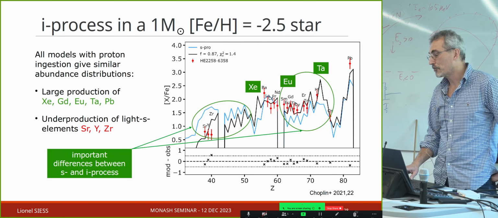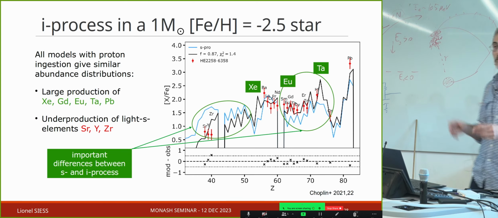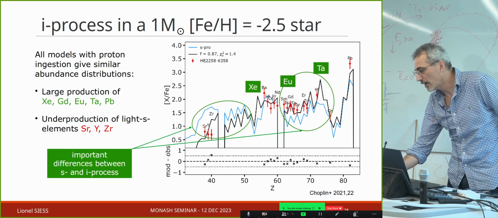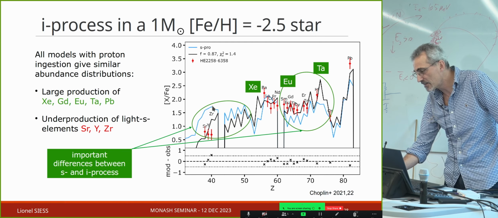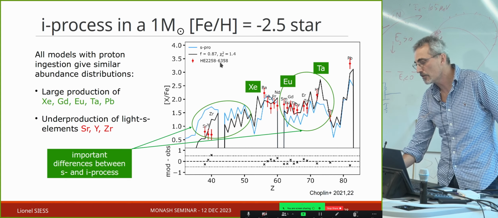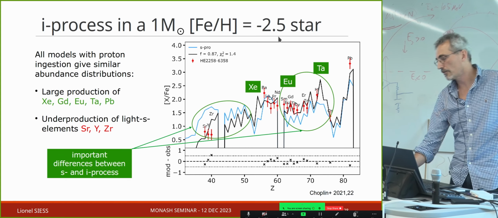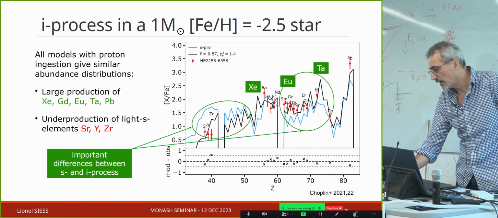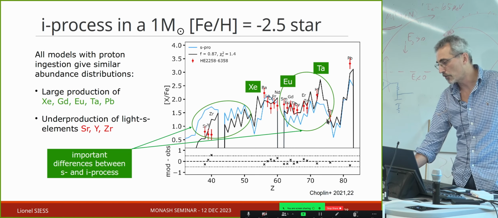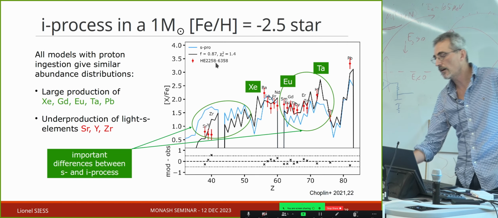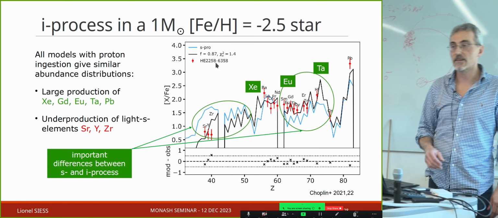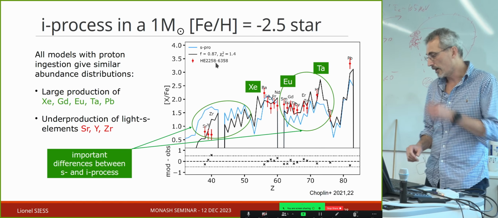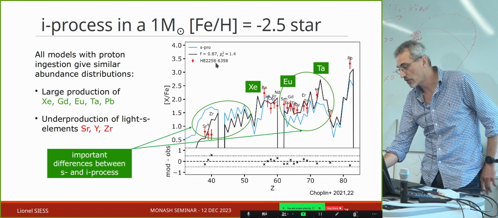And so also we compare what is really the difference between the S and the I process. So this in blue is the typical S process abundance for a star with a metallicity of Fe over H of minus 2.5. And in black, this is what we obtain with the I process. And the star, HE blah, blah, blah, is a CEMP-r/s star. So this is one of the stars we tried to fit to see if our models were able to reproduce the abundance distribution in that star.